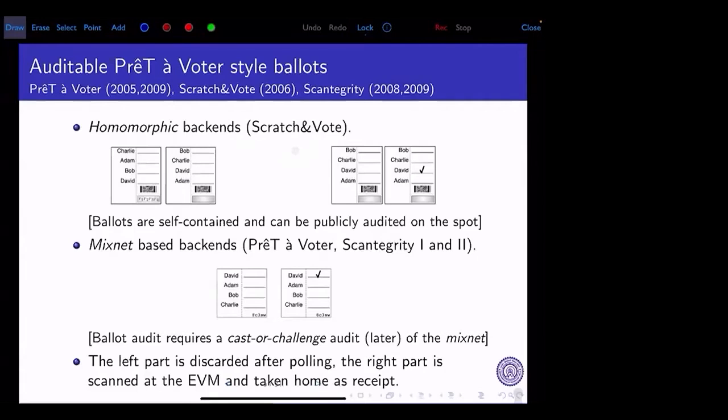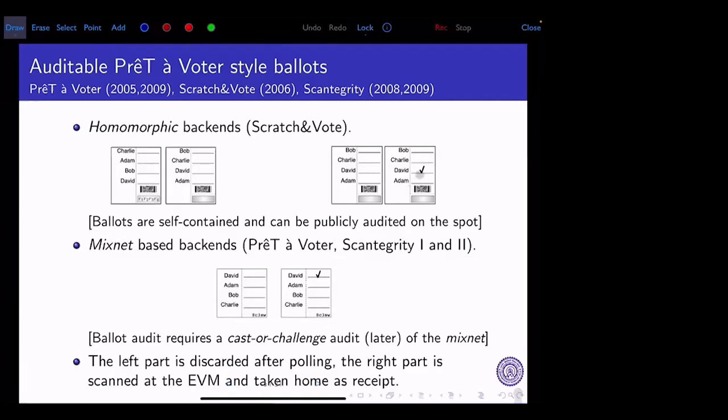This uses what is called Prêt à Voter style ballots. This kind of ballot was made popular by Prêt à Voter, which is an old voting system. And what do you have? You have the candidates' names on the left-hand side of the ballot in a random order. You have the marking space on the right-hand side of the ballot. Typically the voter puts a tick on the ballot, marks it, tears it off from the middle, and discards the left half. The left half is shredded in the polling booth. So nobody knows this.